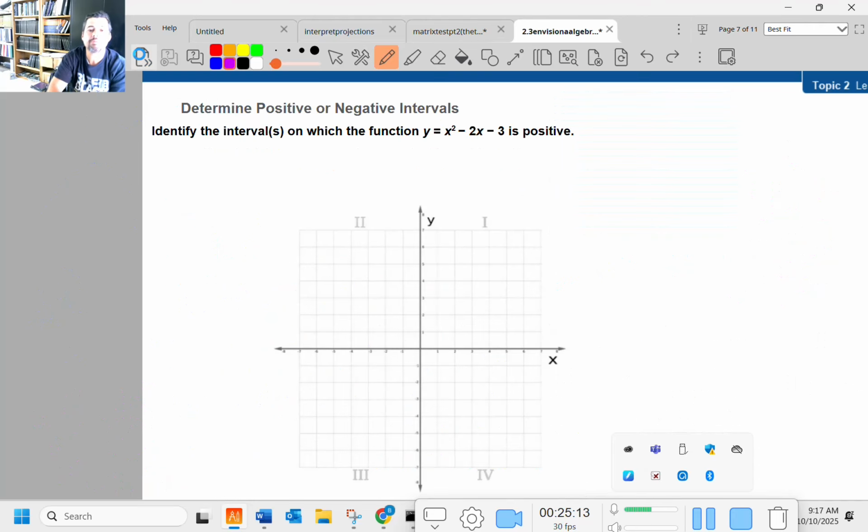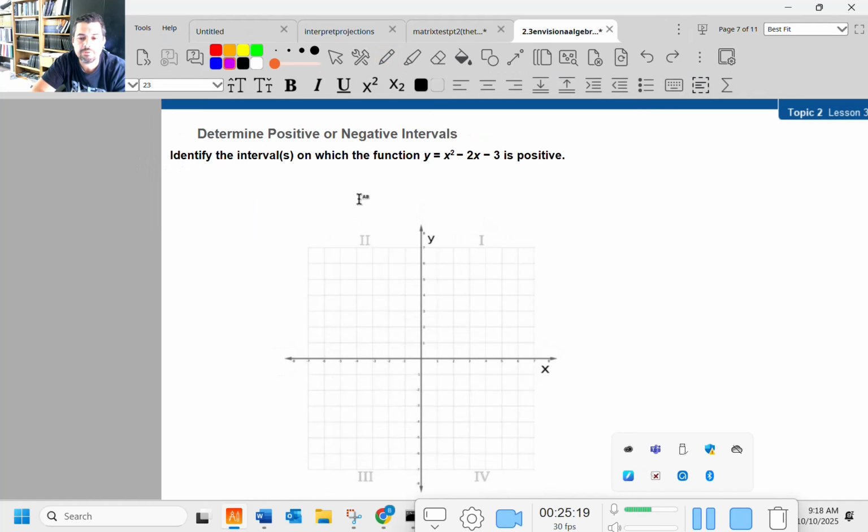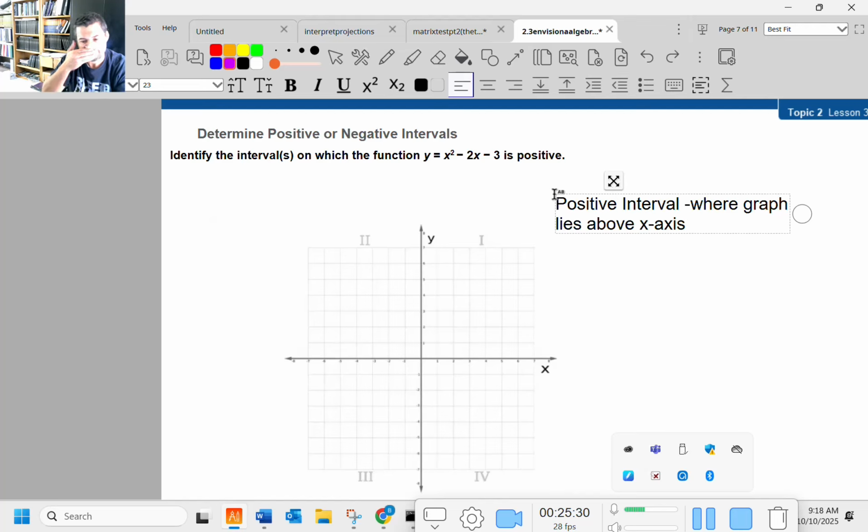Anywho, moving forward, determine positive or negative intervals. So let's go over what a positive interval is. A positive interval is where the graph lies above the x-axis. That's all it is. So we are supposed to graph this thing. That's the fun part.